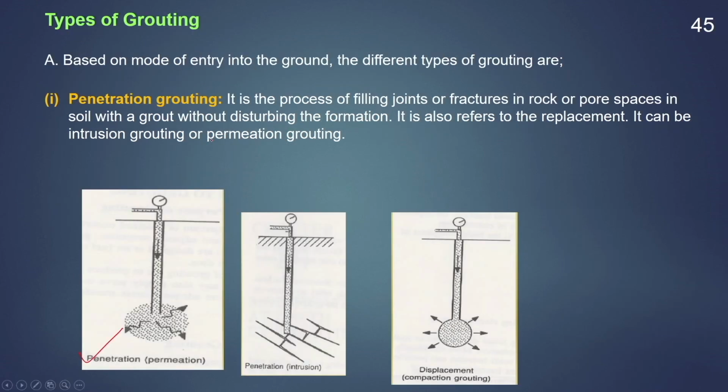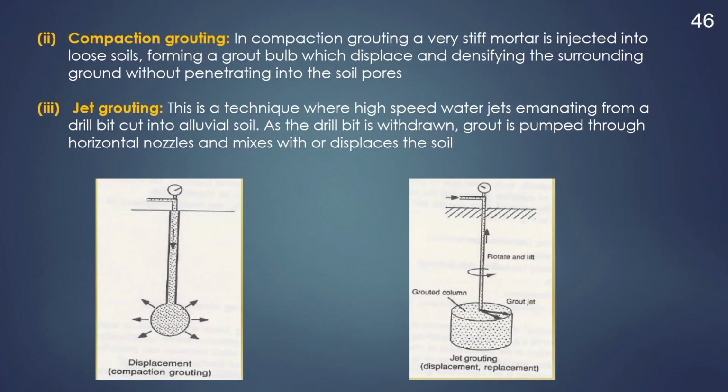Penetration grouting is defined as the process of filling joints or fractures in rock or pore spaces in soil with a grout without disturbing the formation. It is also referred to as replacement. It can be intrusion grouting or permeation grouting. So, this is a permeation grouting and this is an intrusion grouting. Here the grouting material will be injected. Over here we can see this is the grouting material. The next one will be the compaction grouting.